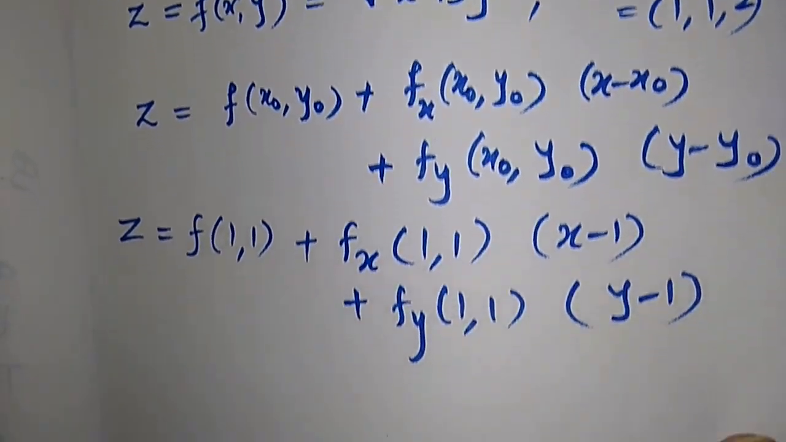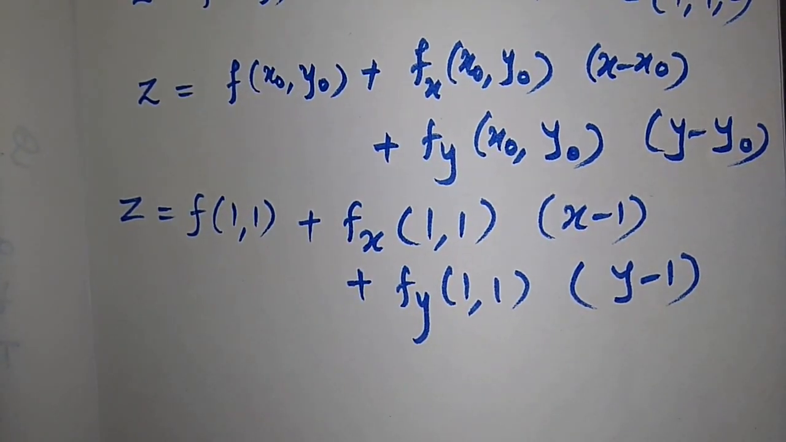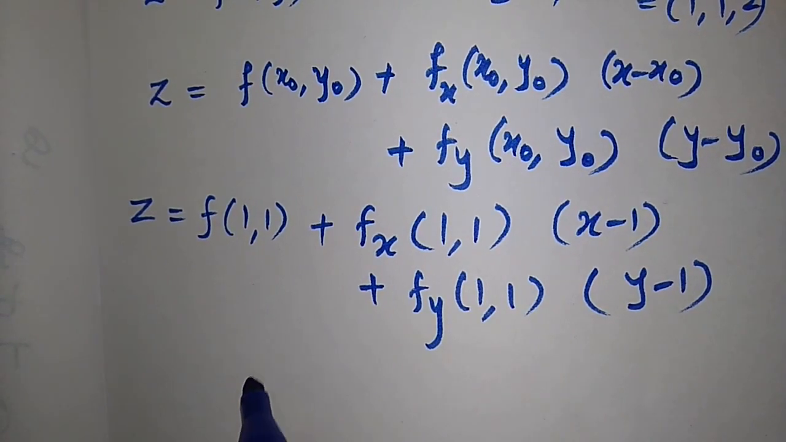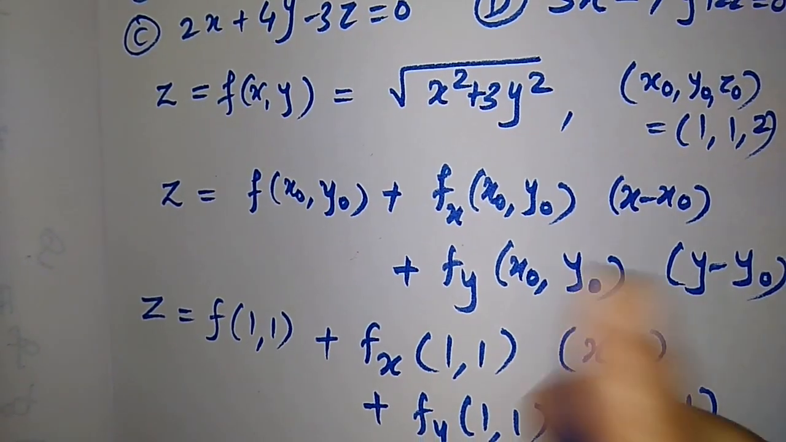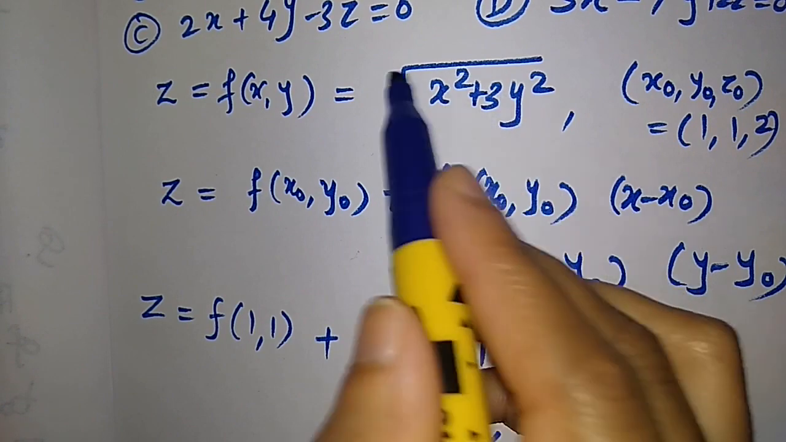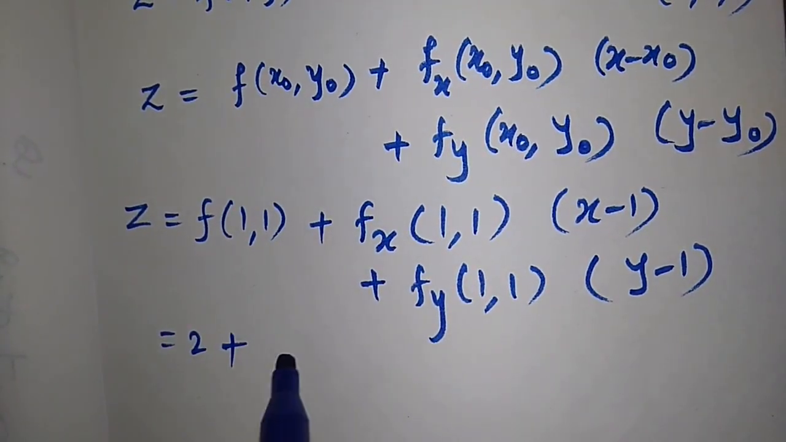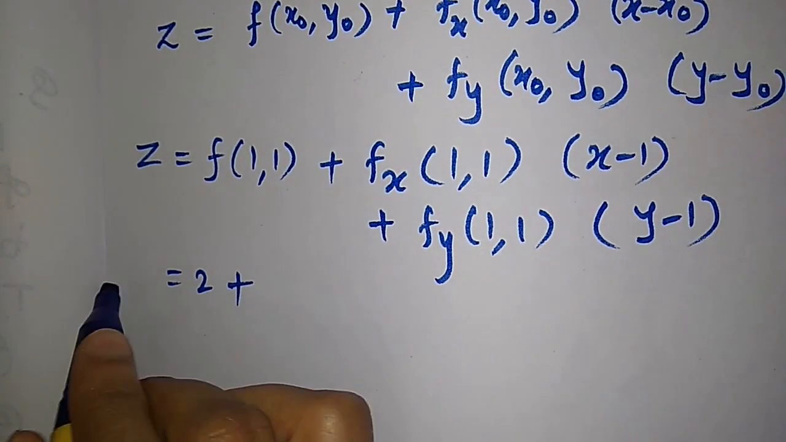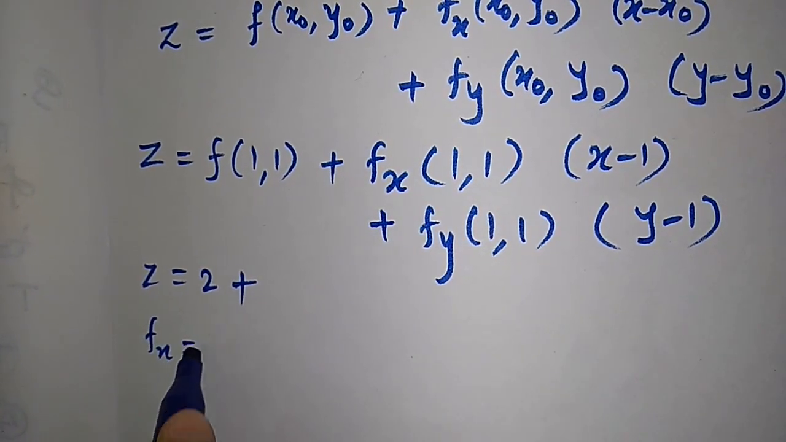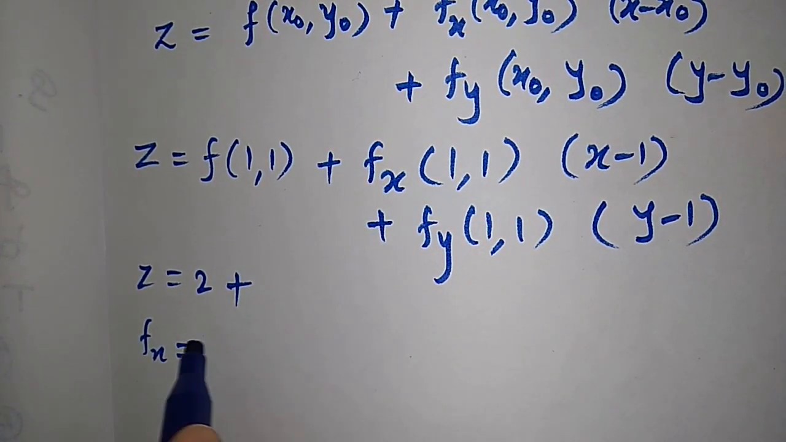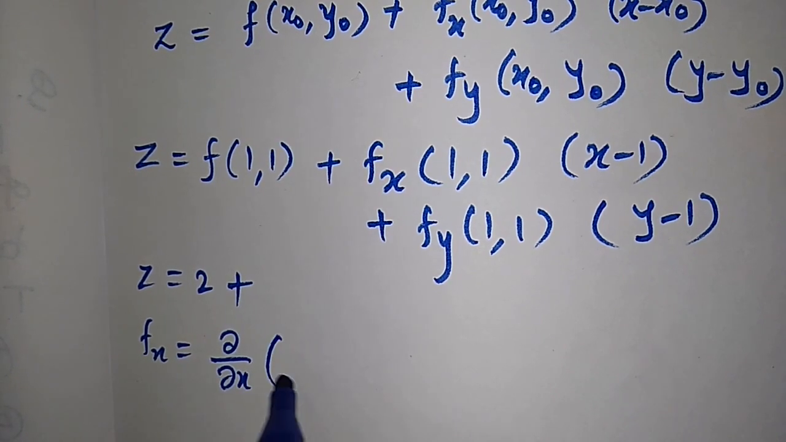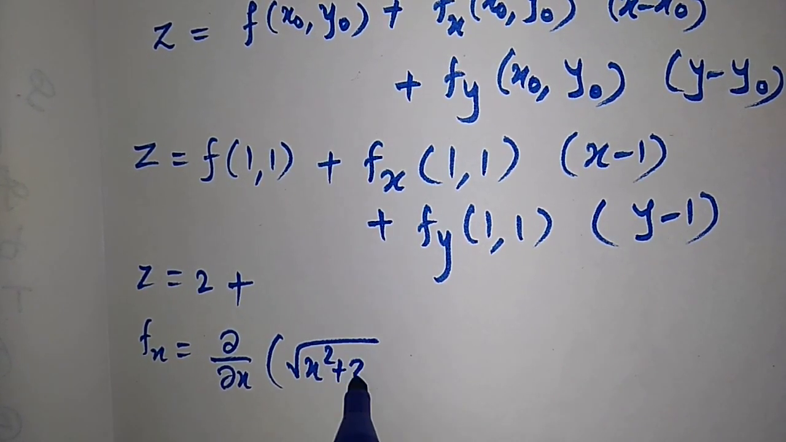So just find out the partial derivatives and put the values. So f of 1, 1 is, just put this value 1 plus 3 times 1, which is square root 4, which is same as 2, and plus you just find out fx. So fx is equal to, we know that f is just square root x square plus 3y square.